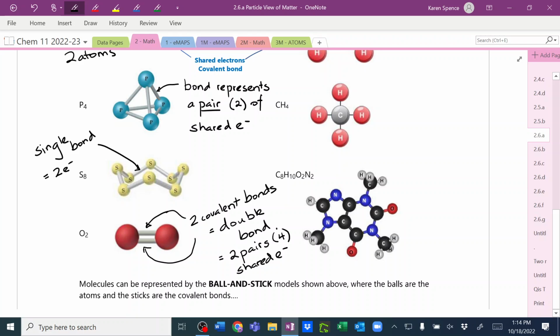Tell your partner, how do we know that O2 is not a compound? I think it's caffeine. I could be wrong, but I think it's caffeine.